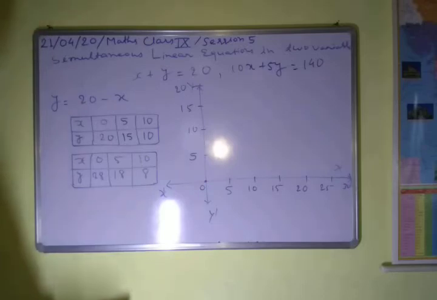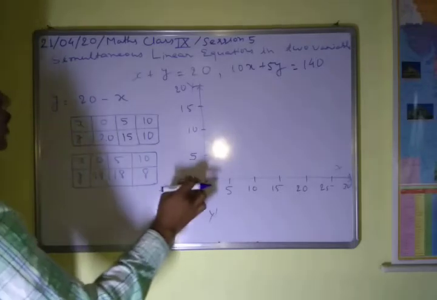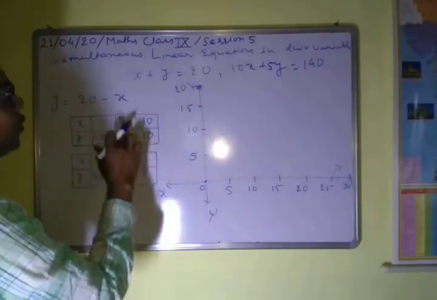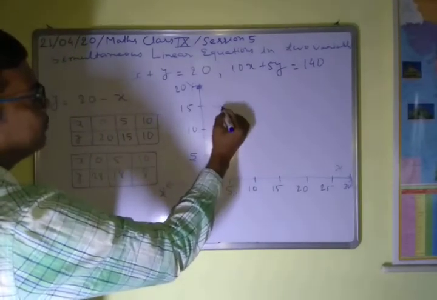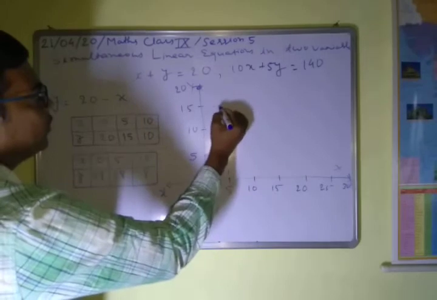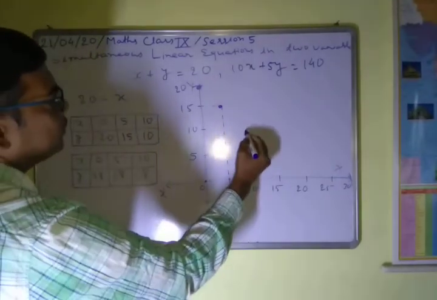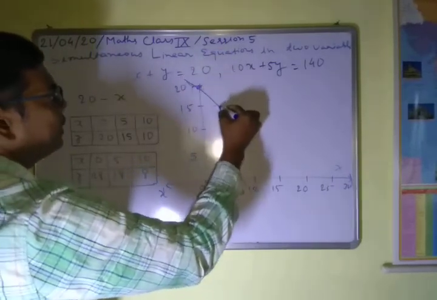Now I will figure out where this point is: x equal to 0 and y equal to 20. And 5, 15: x equal to 5 and y equal to 15. This is the point. And 10, 10 will be this point. Now when you join these, you will get a line like this.